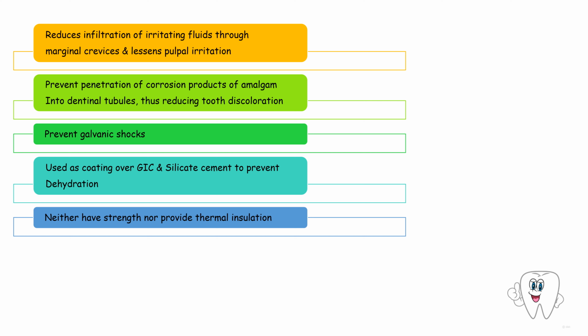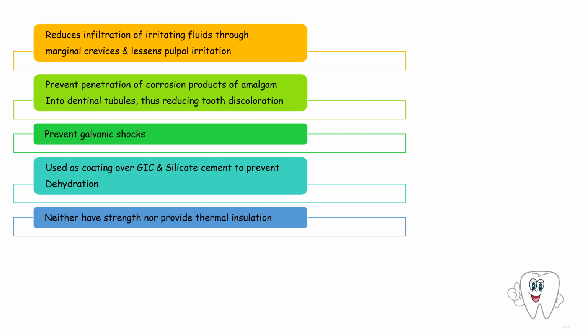Now, what are its uses? It reduces the infiltration of irritating fluids through the marginal crevices and lessens the pulpal irritation. It prevents the penetration of corrosion products of amalgam into the dentinal tubules and thus reduces the tooth discoloration. When applied, it can also prevent the galvanic shocks. It is used as a coating over GIC and silicate cement to prevent the dehydration.